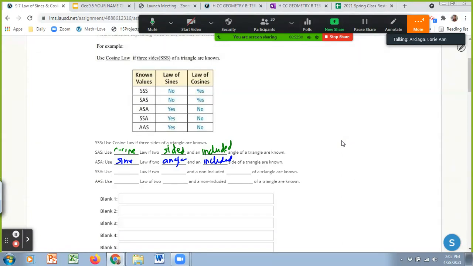Yep. Don't overthink it. So I don't think you need a breakout room for that one. Yeah, that's easy, easy, easy.